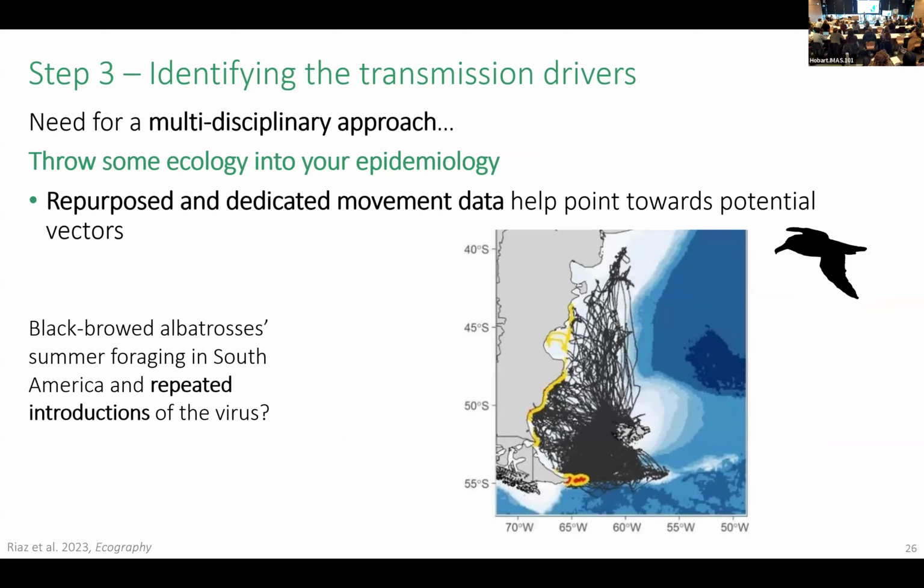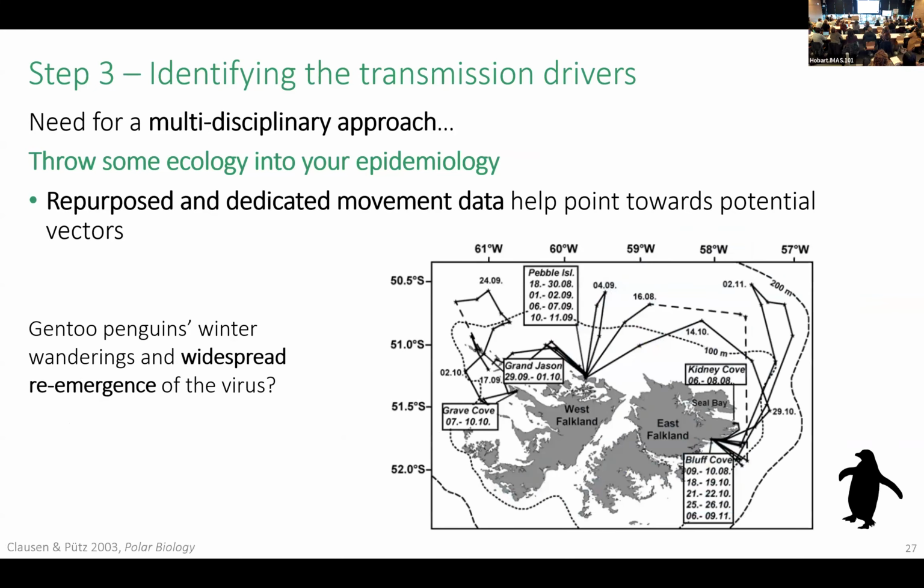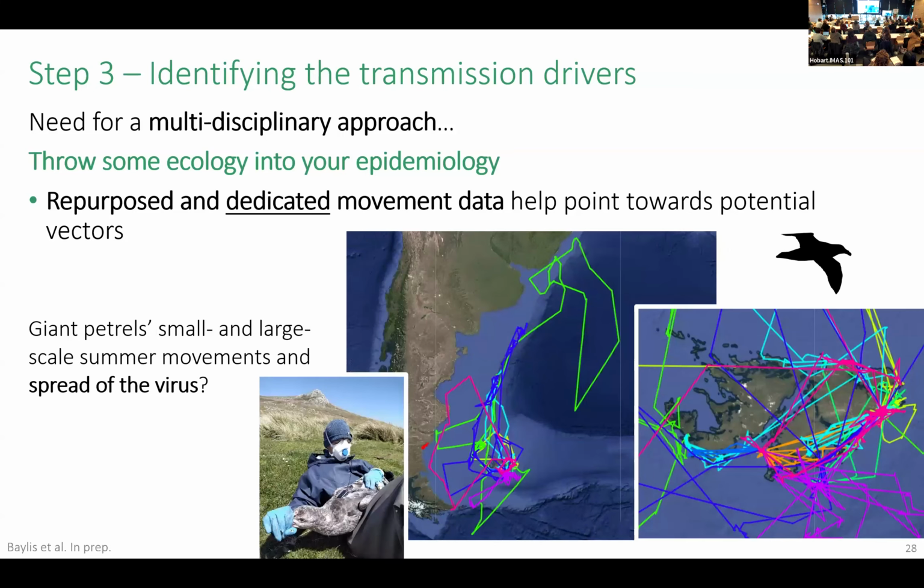Albatrosses affected on steeplechase. They just spent the whole summer going back and forth between South America and the Falklands, so they are good candidates to explain the several introductions. Penguins in winter molt and don't have a colony to raise their chicks, so they just move around all over the Falkland Islands. That could really explain why we had all those outbreaks that started very early everywhere across the Falkland Islands the second year.